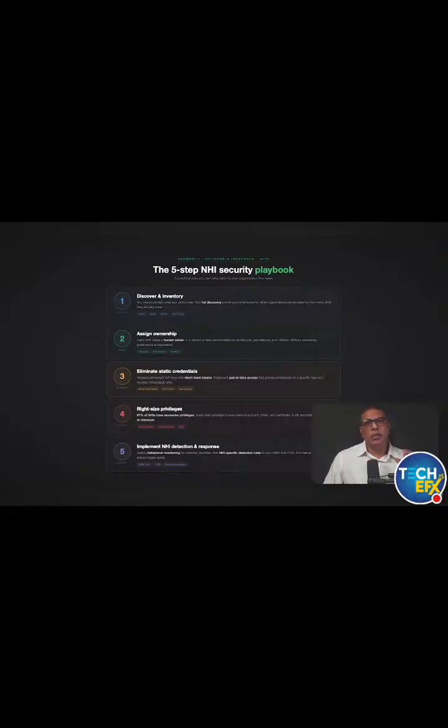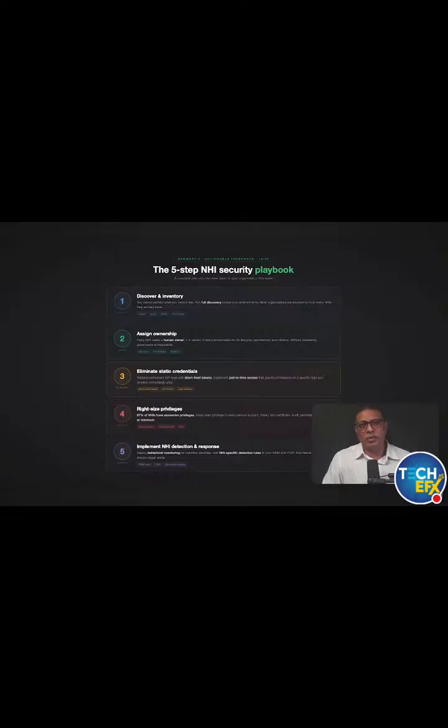Third is eliminate static credentials. Replace permanent API keys with short-lived tokens that expire automatically. Implement just-in-time access. Automate credential rotation on a defined schedule. Fourth is right-size privilege. 97% of NHIs have excessive privileges. Apply least privilege to every service account, every token, every certificate. Audit permissions quarterly at minimum.